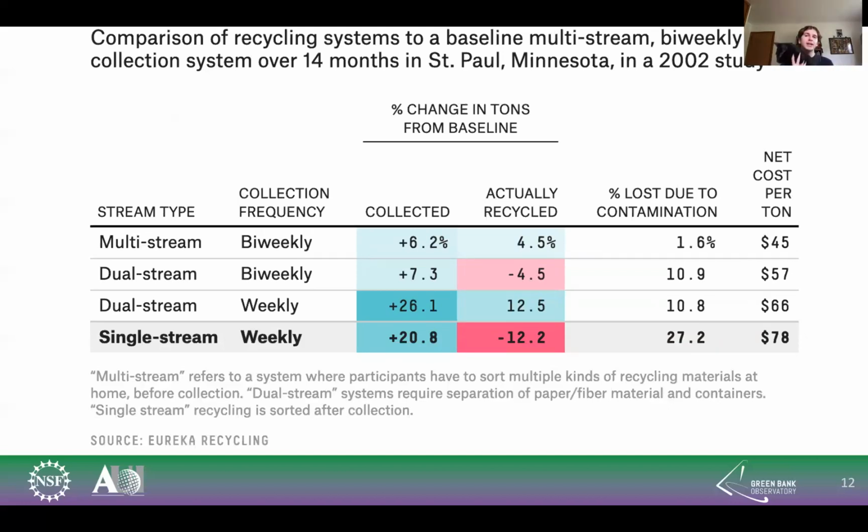So this can be shown in this admittedly old survey performed in St. Paul, Minnesota, which compared multi-stream with dual stream, which separates paper products from plastics, and then single stream, looking at both biweekly and weekly. And while generally the single and dual stream weekly processing had much higher collection rates, the actual recycled materials tended to be much more contaminated.